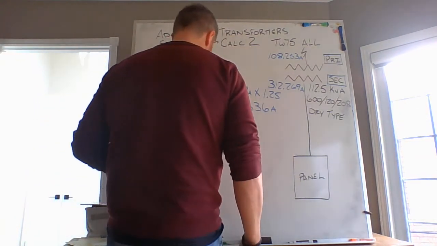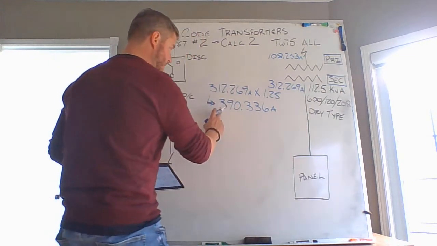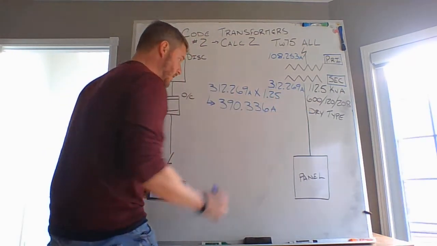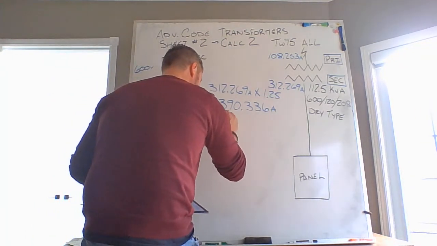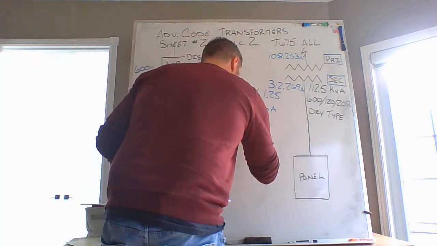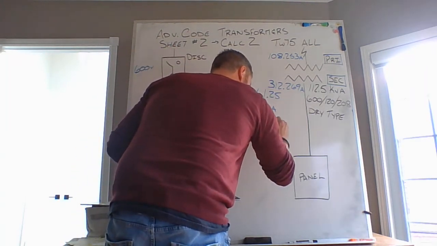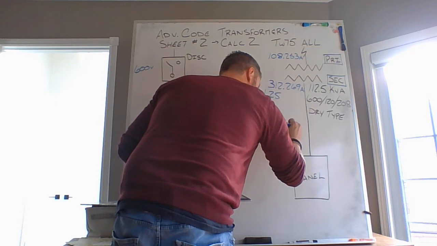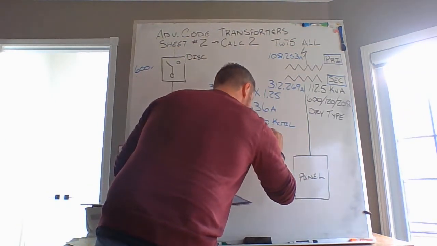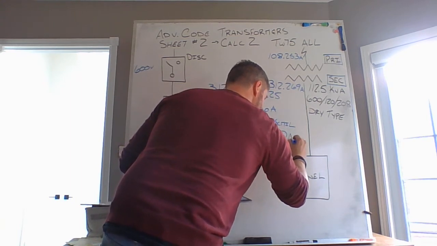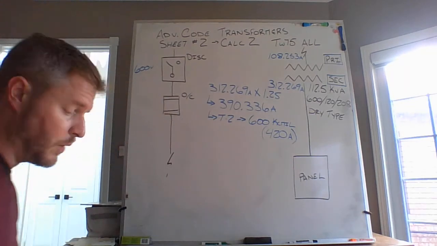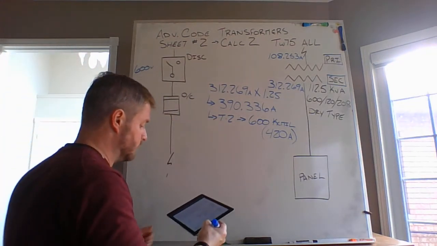To determine my conductor's ampacity, I now take this 390.336 and I go to Table 2. If I take that number to Table 2, I should find that I'm going to install a 600 kcmil conductor, good for 420 amps per conductor. 420 amps per conductor. Okay?